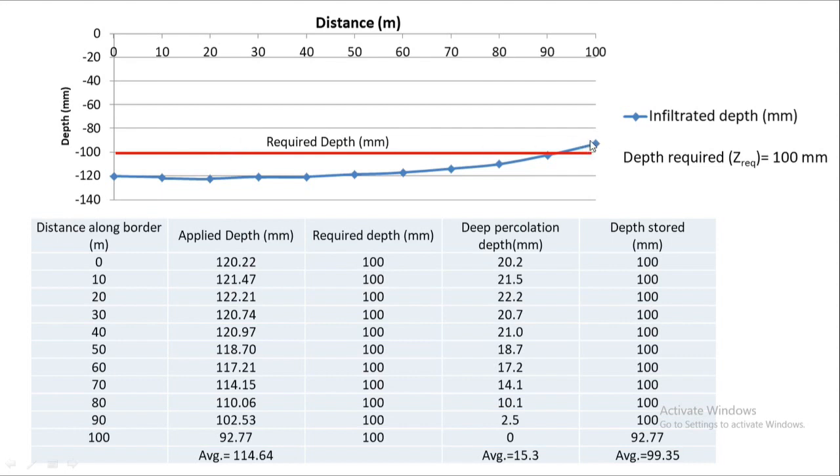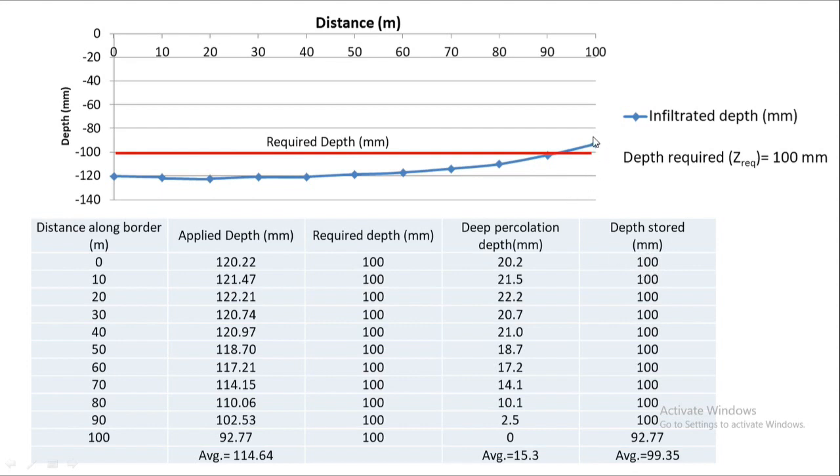Here there will be no deep percolation. At this point, the deep percolation is 2.5. It is 10.1 here. And the average deep percolation depth is 15.3 millimeters, and this is the depth stored in the root zone. This is the useful depth. The rest of it is lost as deep percolation. So out of 120, 100 millimeters will be stored. This is the useful depth.